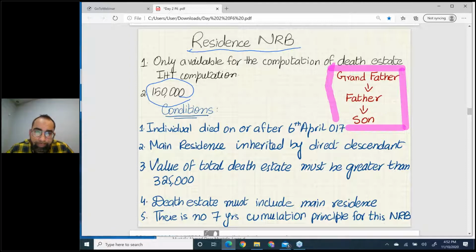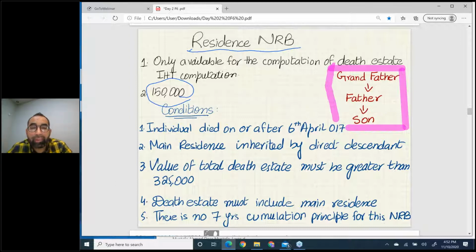Now, what are the conditions which must be met in order to qualify for residence NRB? Number one, the individual died on or after 6th April 2017. If you want to include residence NRB in the calculation, read the date of death. The person must have died on or after 6th April 2017. This is the first condition.